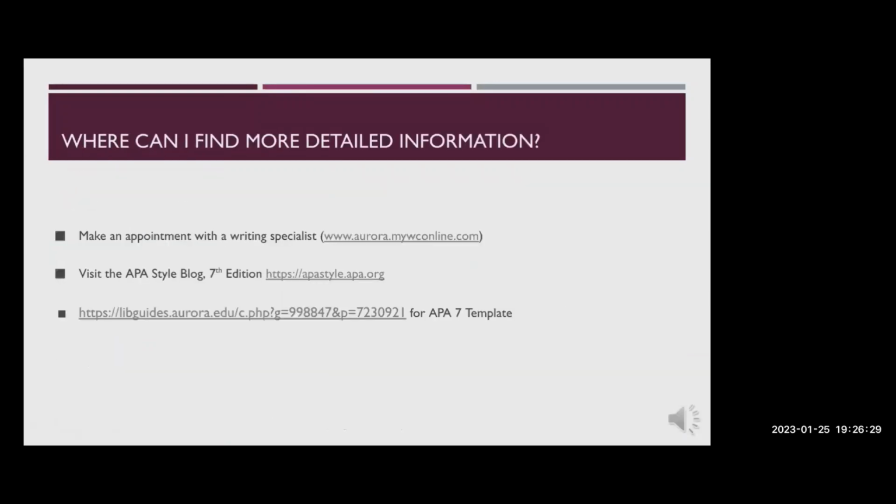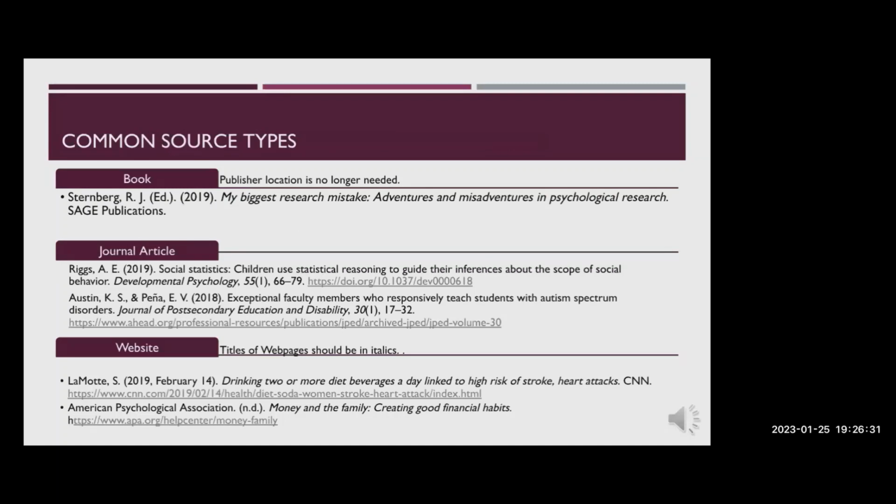The one you'll be using the most, however, is probably the website. So again, look for an author if you can find one, followed by the date, followed by the name of the article, and then followed by the source, which in this case is the CNN website. And then always follow those with a link.